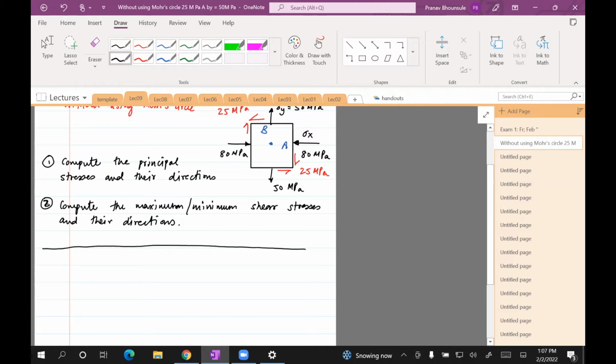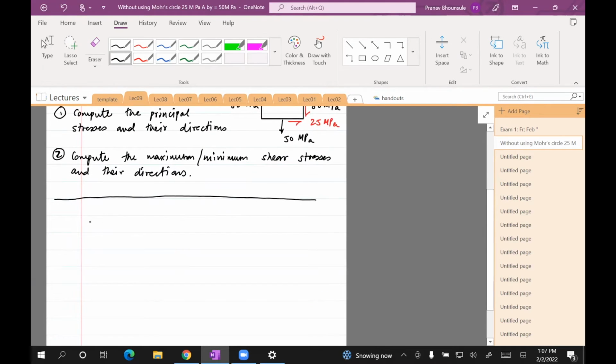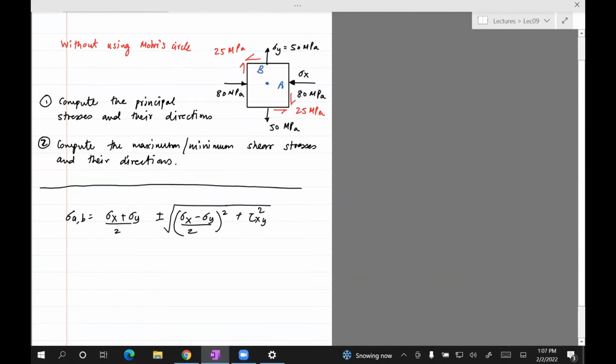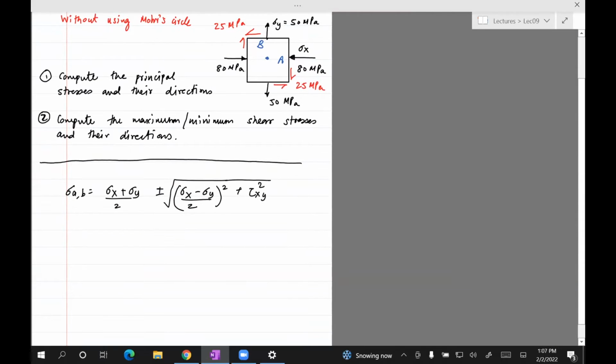So that is sigma A B equals sigma x plus sigma y divided by 2 plus or minus square root of (sigma x minus sigma y divided by 2) squared plus tau xy squared. So that's the principal stress. Let's compute that. Now, before we do that, we need to identify what sigma x, sigma y, and tau xy are.